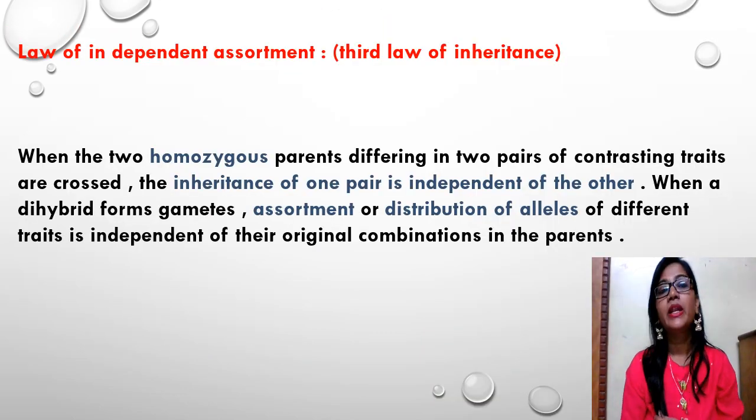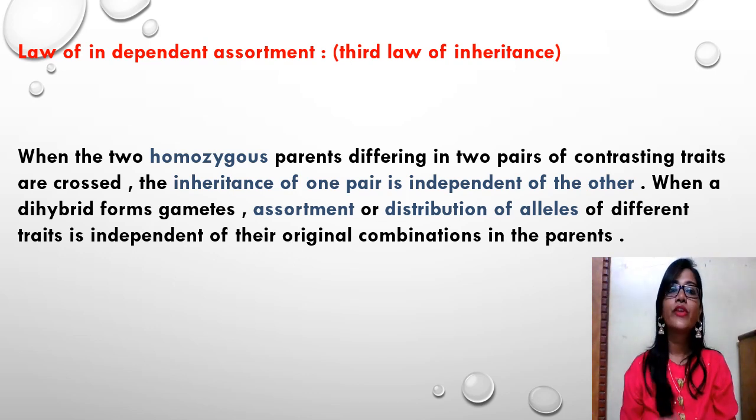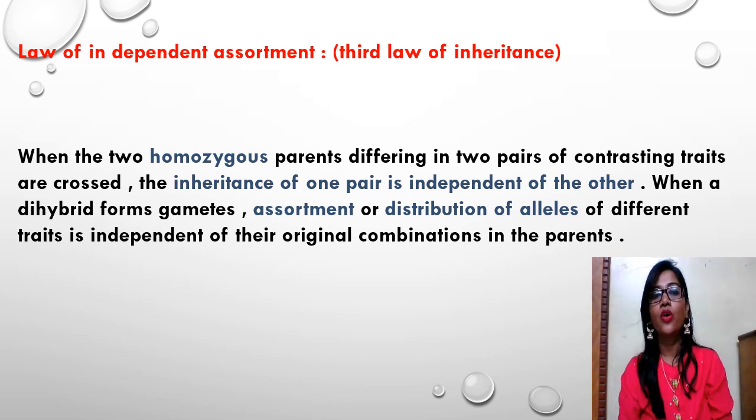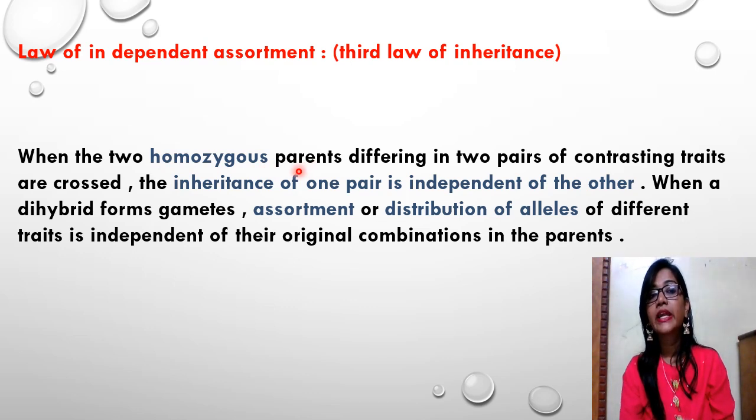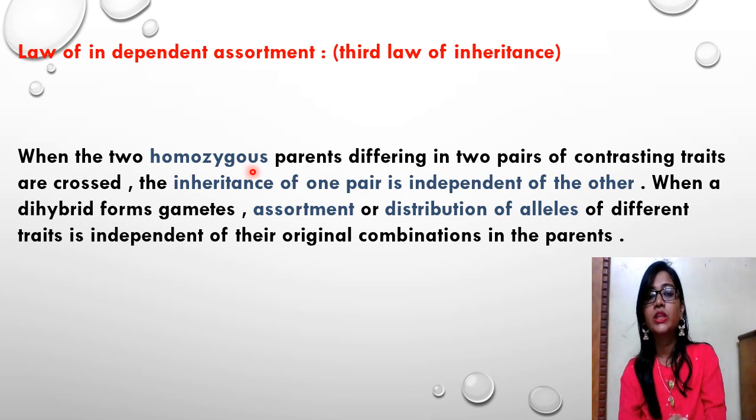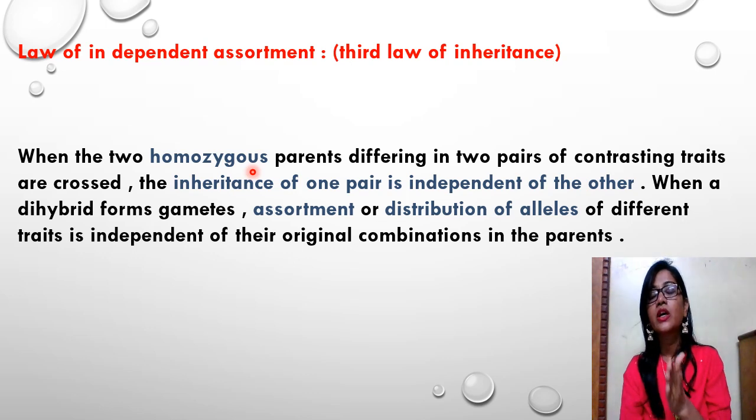So the law of independent assortment is also known as the third law of inheritance. Here, two homozygous parents differing in two pairs of contrasting traits are crossed. If you remember the earlier slide, capital Y, capital Y, capital R, capital R is one homozygous parent, and it is crossed with another homozygous plant that carries small y, small r type of genotype.